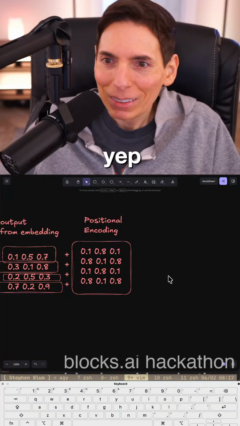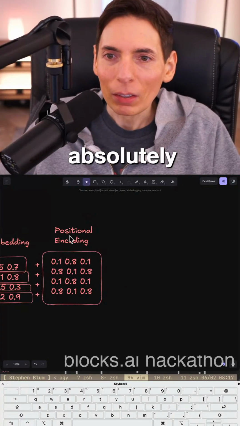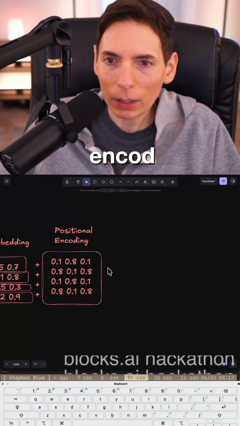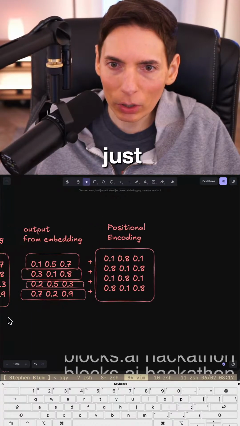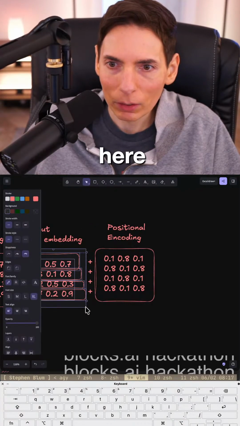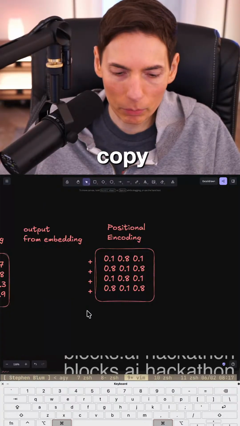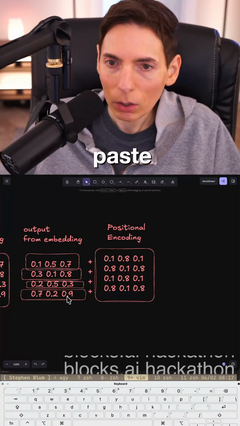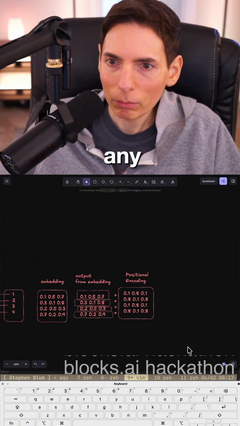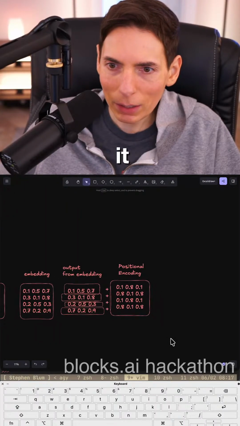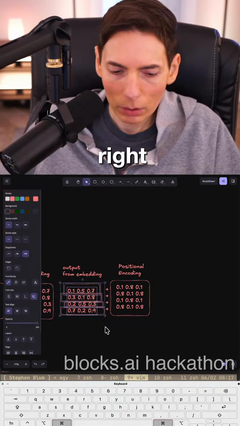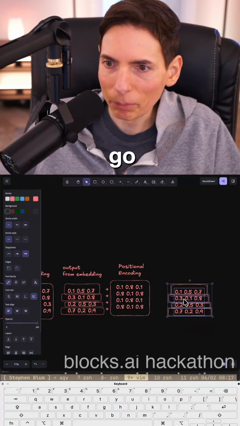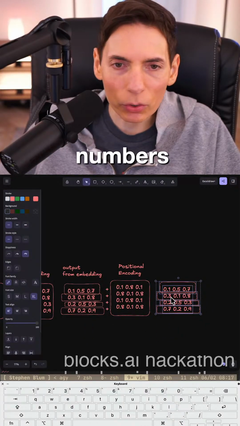Yep, absolutely. So positional encodings, and then we get our final output. Let's just copy and paste these guys right here. Copy, undo, paste. Oh wait, did it go somewhere? Did we get it, or where did it go? All right, let's copy, paste. Yeah, there we go. Now we can adjust those numbers.